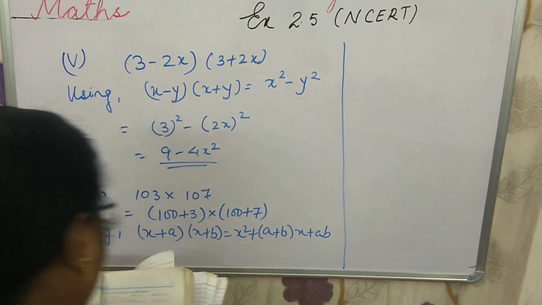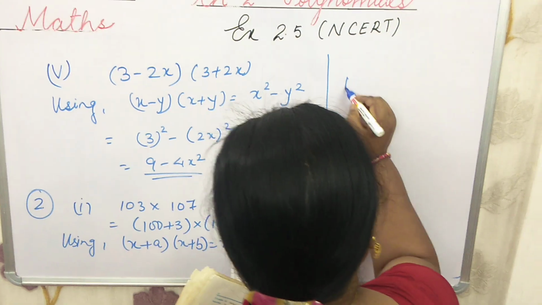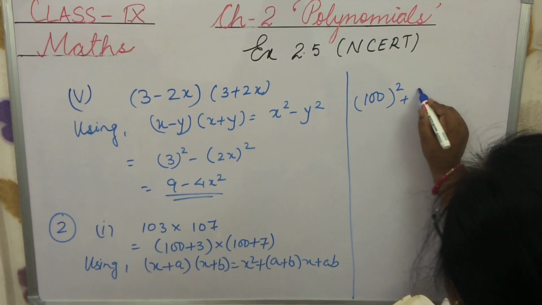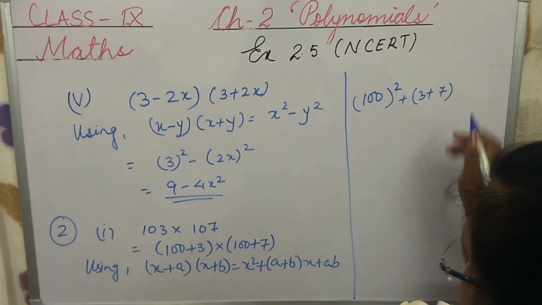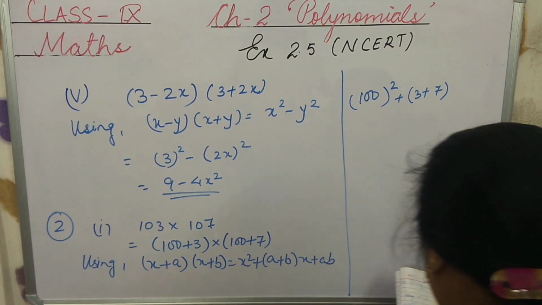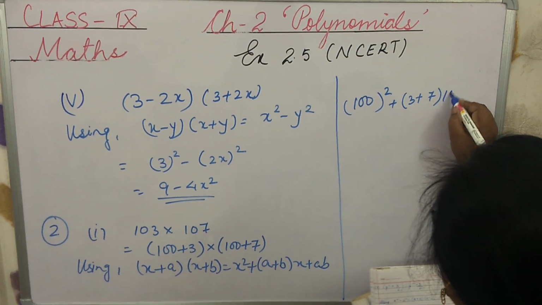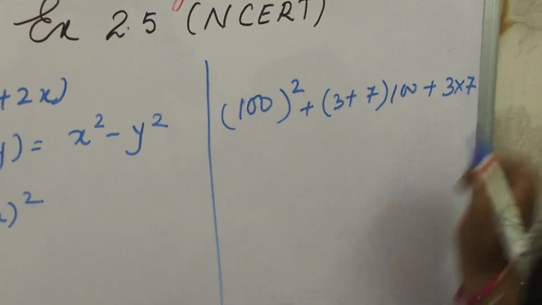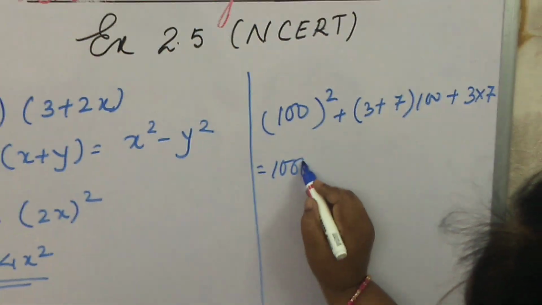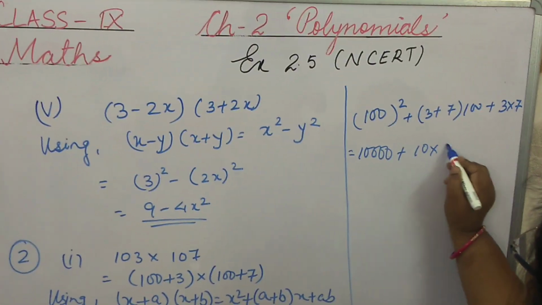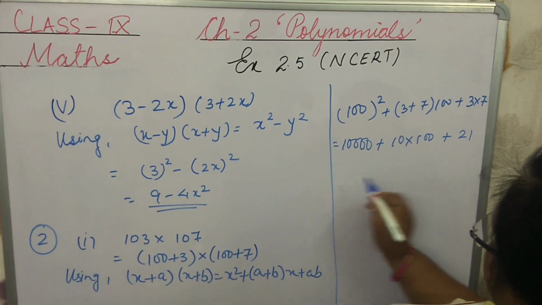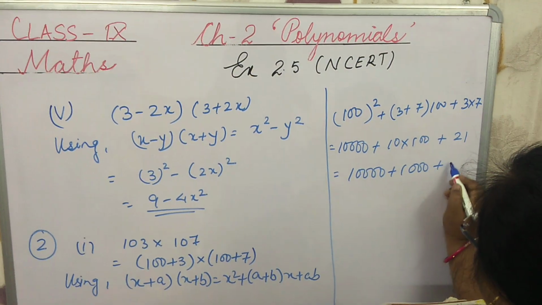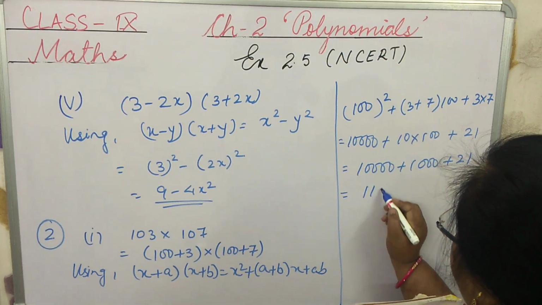Now what is x over here? That is equal to 100. So 100 whole square plus (3 + 7), and what is x here? 100, plus ab. a is 3 and b is 7. That is equal to 10,000 + 10 × 100 + 21. That is 10,000 + 1,000 + 21. That is equal to 11,021.